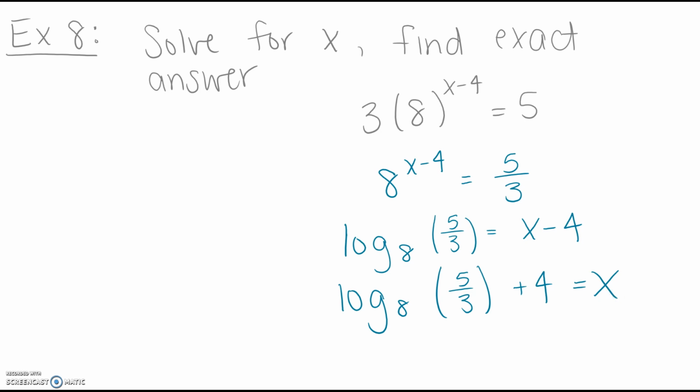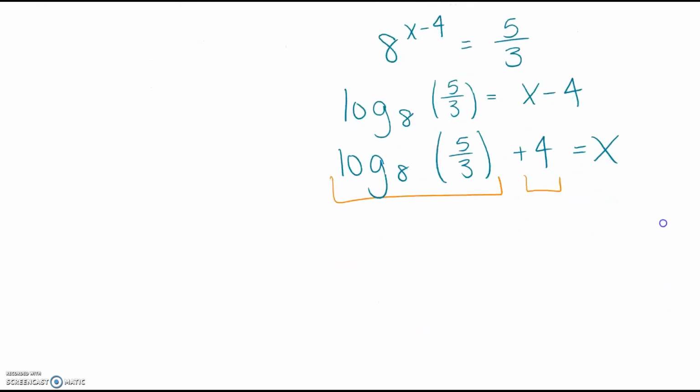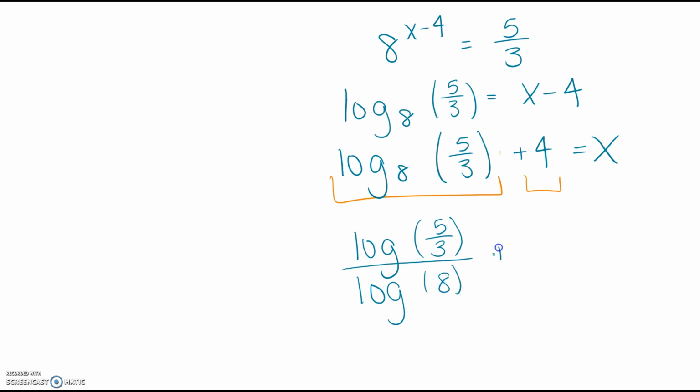Now you have to be careful because this and this are different. Because we aren't taking the log of 4, we can't combine these. So all we're going to do is rewrite our logarithm in base 10. So log of 5/3 divided by log of 8 plus 4 equals x.